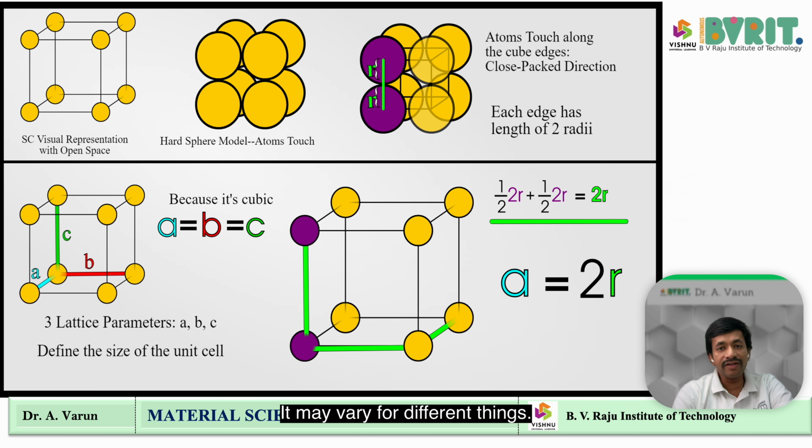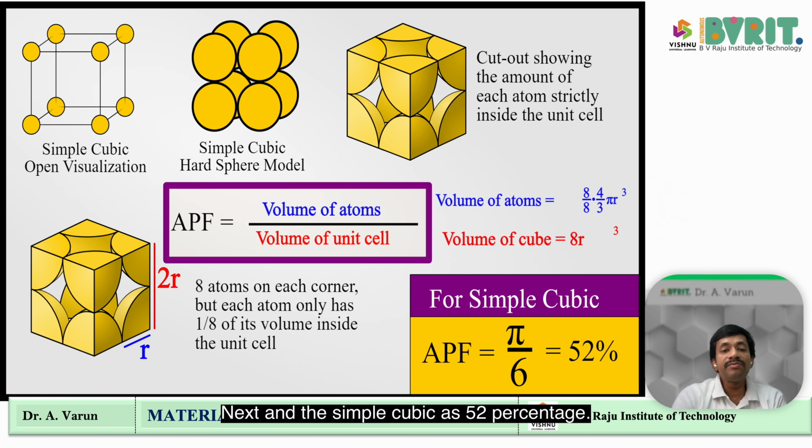It may vary for different structures. This is the first thing that you need to know about a in terms of r. Next, the simple cubic has 52 percent.